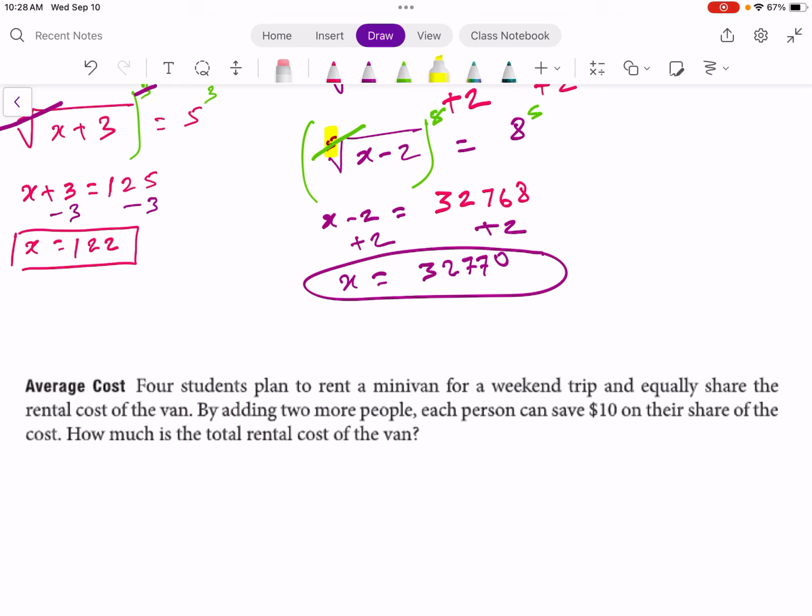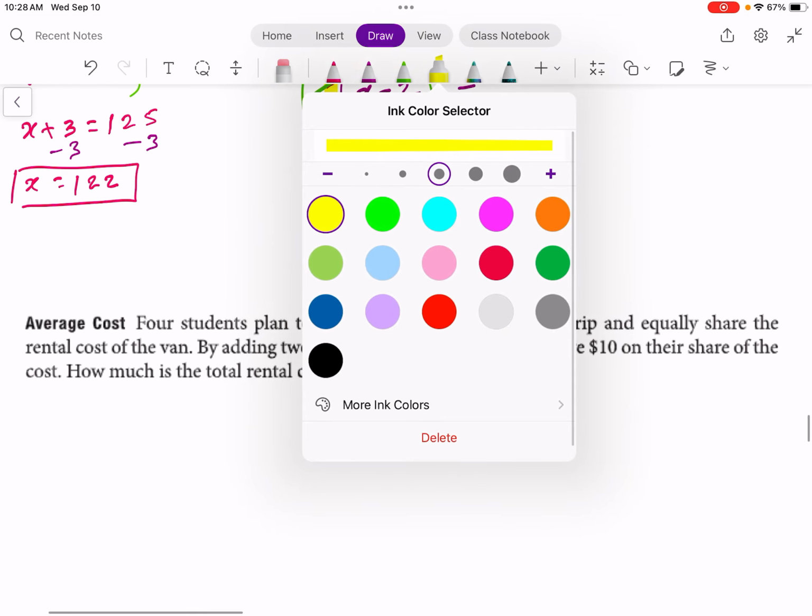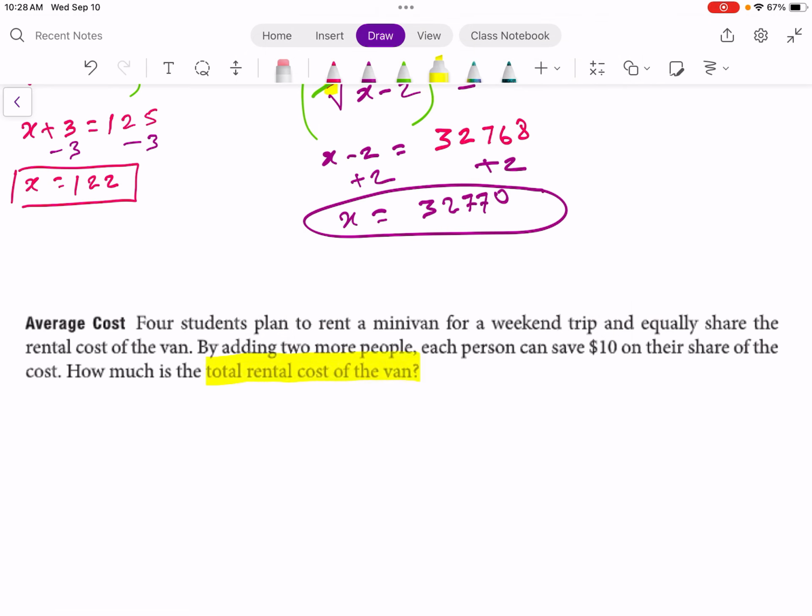Now let's try. We don't know. Let's call X our total cost of the rental van. So the total cost of the van is X. We don't know what that is. Now if X is the total rental cost of the van, how much will each of the 4 students pay for that rental van? X is the total cost, and you are 4 in a group. So what will be the cost for each of you?